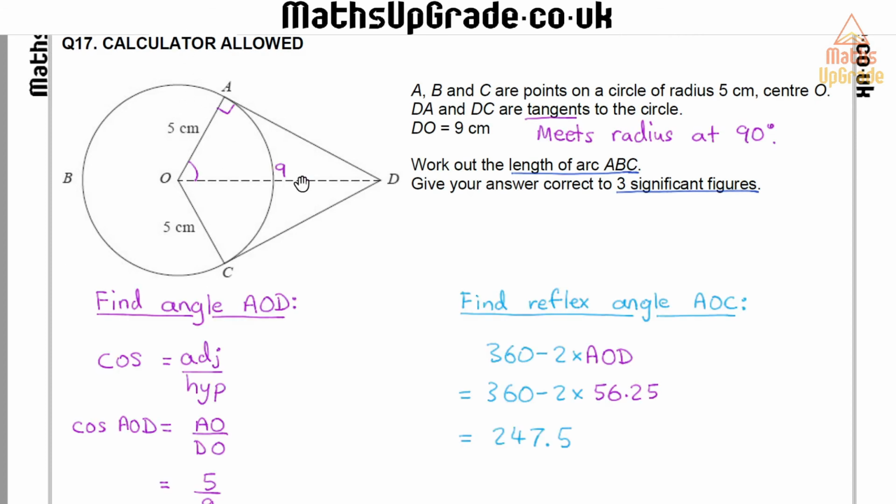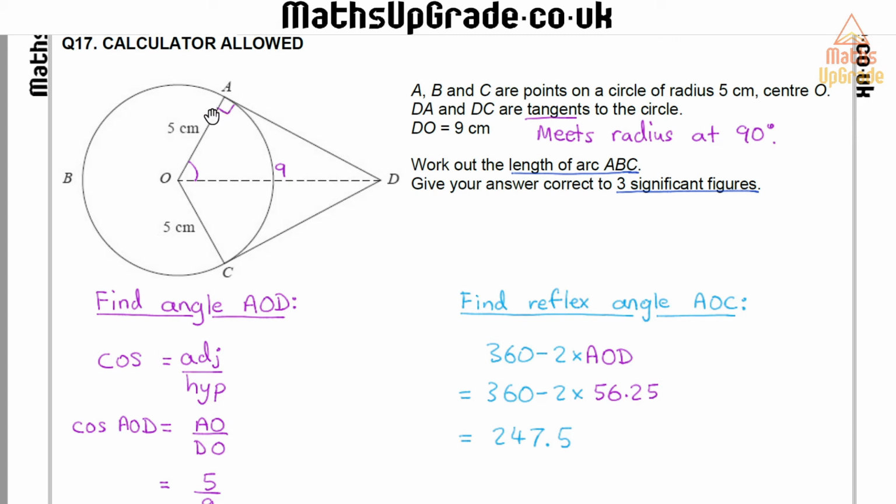So let's label on this diagram that value of 9, because it tells you that DO is 9 here. It also tells you that this is a tangent to the circle and this is a radius. Using our knowledge from circle theorems, the tangent and the radius always meet at 90 degrees. If you're not sure on how I've achieved that, again, look at my video clip on circle theorems on my YouTube channel.